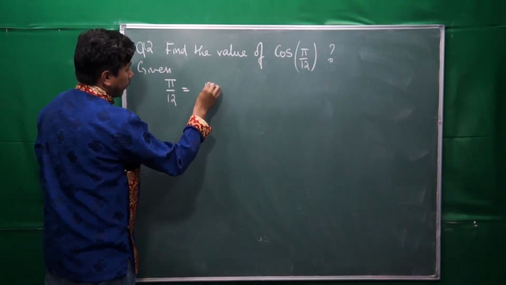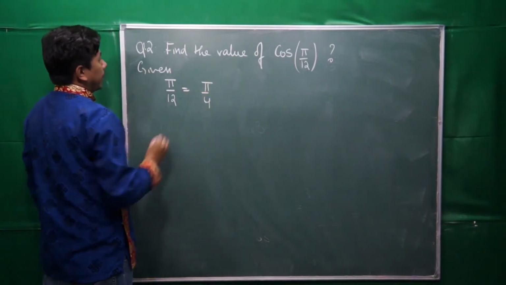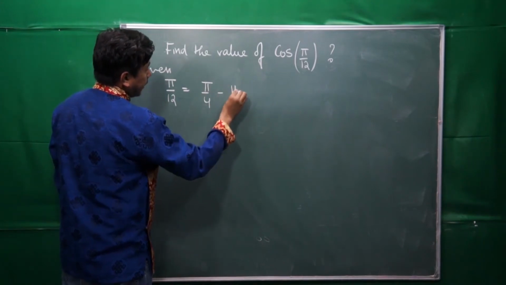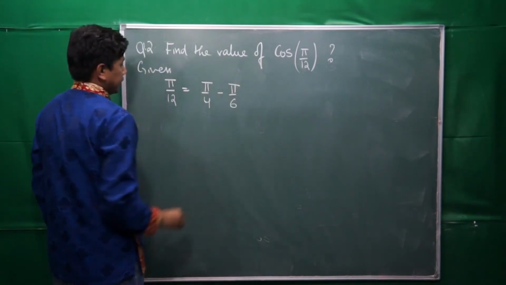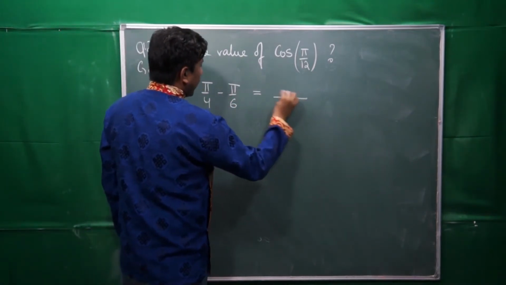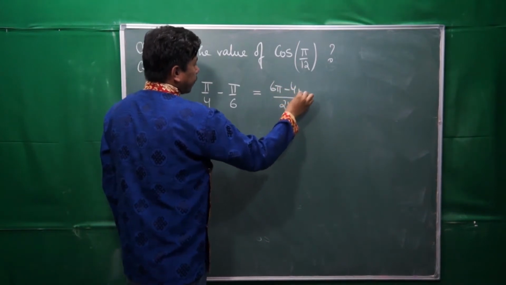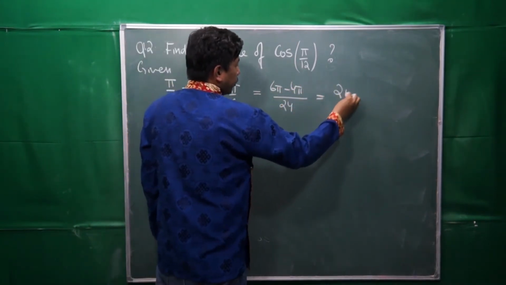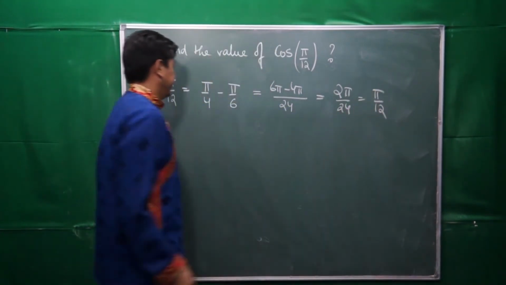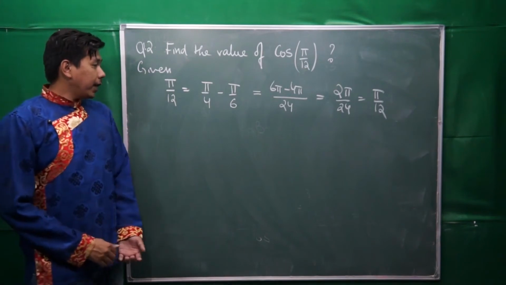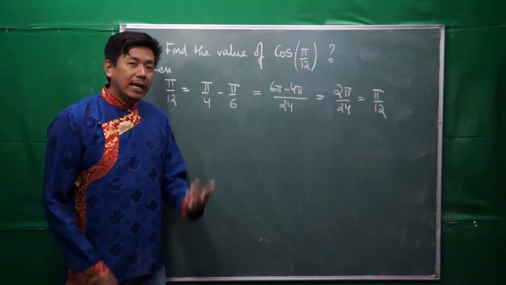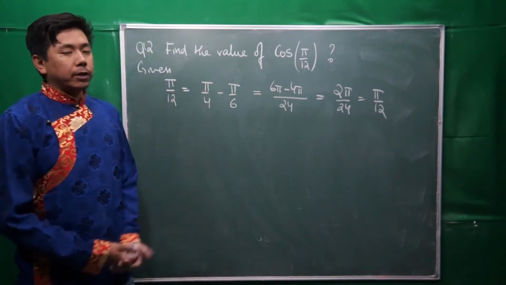So we are going to break it into pi by 4 and minus pi by 6. See, if I multiply the denominators, it is going to give me 24, and then 6 pi minus 4 pi, and this is going to give me 2 pi by 24, which is equal to pi by 12. Simple. In this way, I break pi by 12 into two parts, where one part is pi by 4. It is a known angle to me. Pi by 4 is 45 degrees.